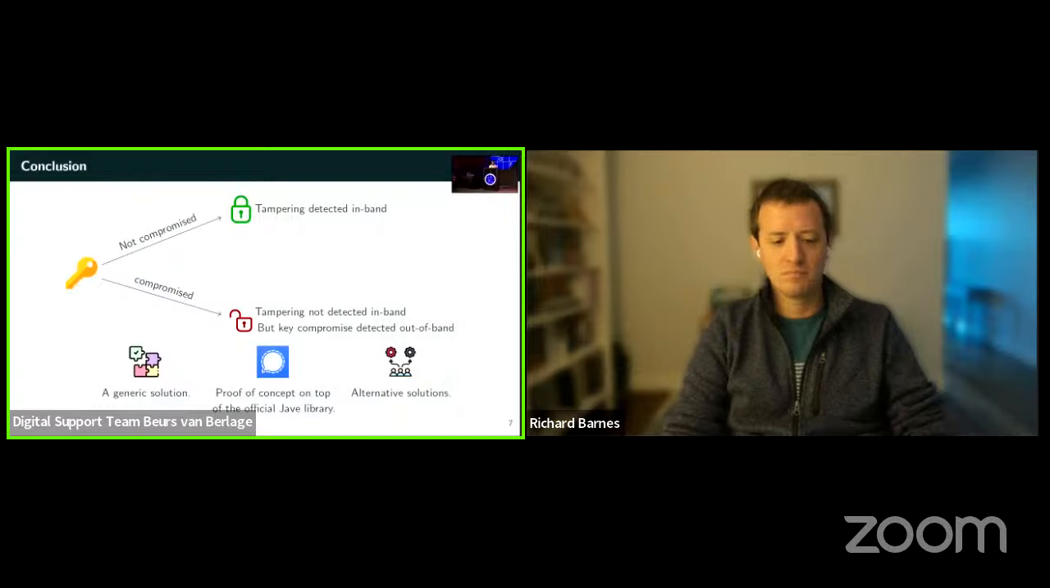So we are pretty sure this can be applied to any kind of messaging protocol to get this post-compromise security property. As a proof of concept, we implemented it on top of the official Java library for Signal. Also, this is currently a work in progress. We are also investigating other alternative solutions which may be simpler for the specific case of Signal.